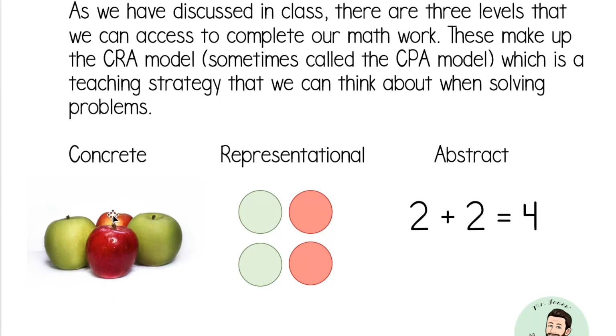There's concrete, which would be like real, everyday, hands-on things. If you can manipulate it with your hands, then it's concrete. Representational, which is usually some type of image or drawing or diagram that represents something concrete. And then abstract. So these are symbols that represent representational or concrete things.